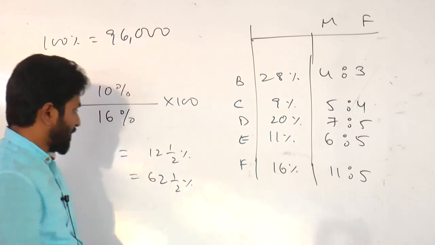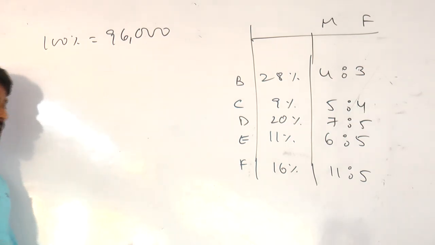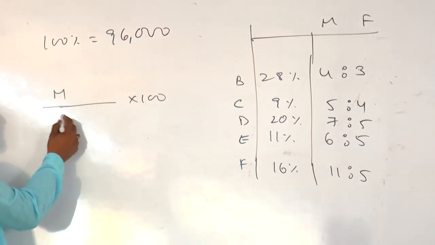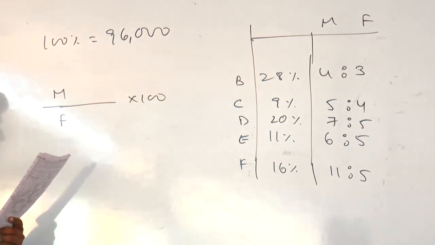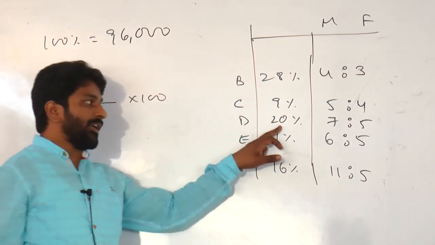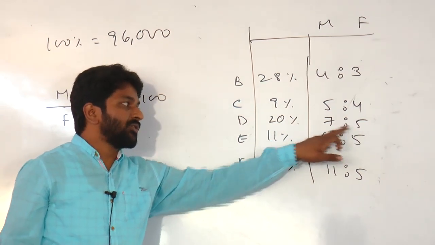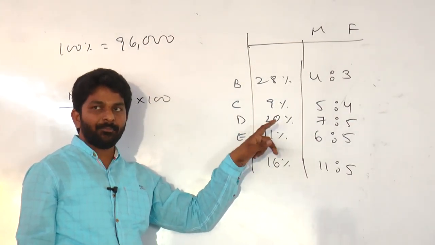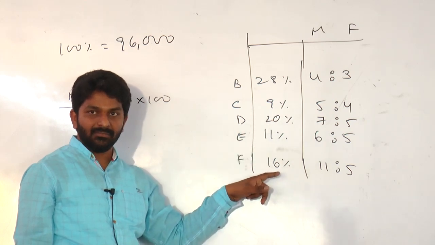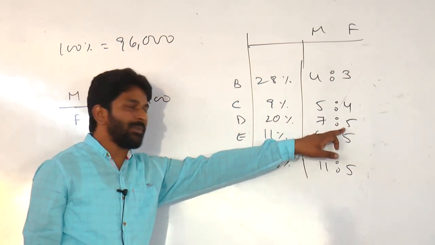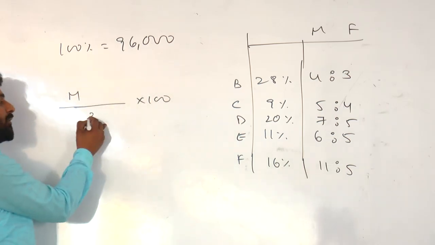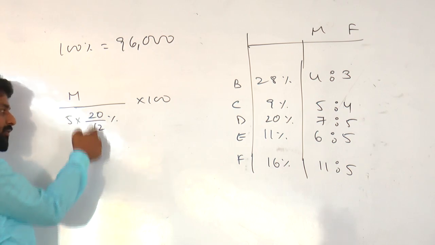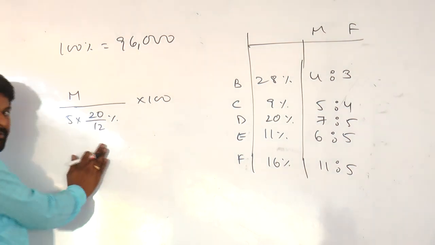We are asked about percentage here also. It is part by whole into 100. Need to calculate male percentage with respect to female. Female students from which city? D. In D, we have 20%. Number of parts? 12 parts. 12 parts is equal to 20%. 1 part is equal to 20 by 12, sorry. You need to calculate female 5 parts. 1 part is equal to 20 by 12 percent. You need to calculate 5 parts, that will be 5 into 20 by 12 percent. Don't go for conversion, let it be like this.